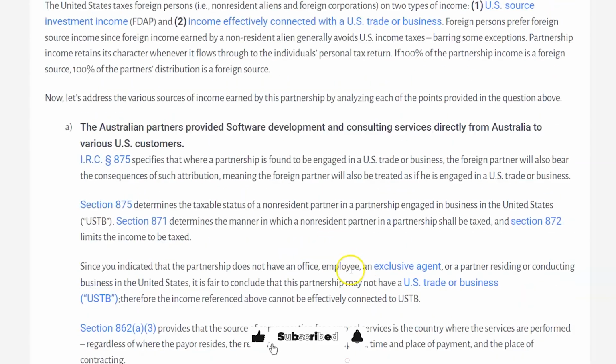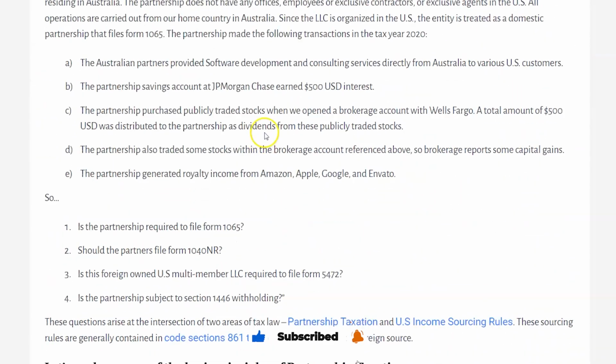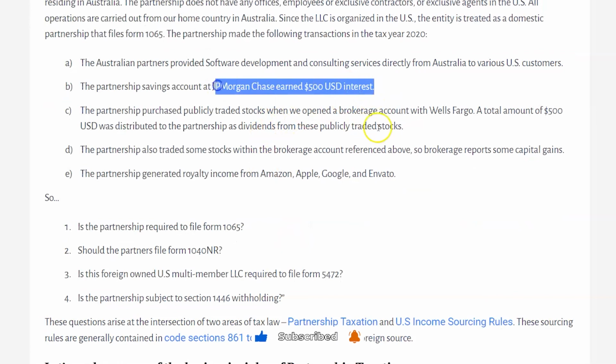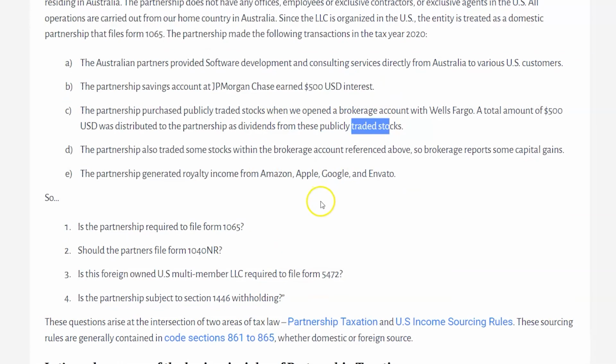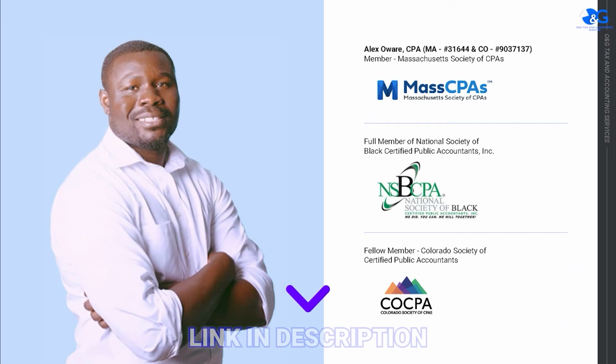In the subsequent videos, we'll talk about what if the LLC is receiving interest, dividends, royalties, and capital gains. We'll talk about that. But for this video, we explore situations where it's just service income.